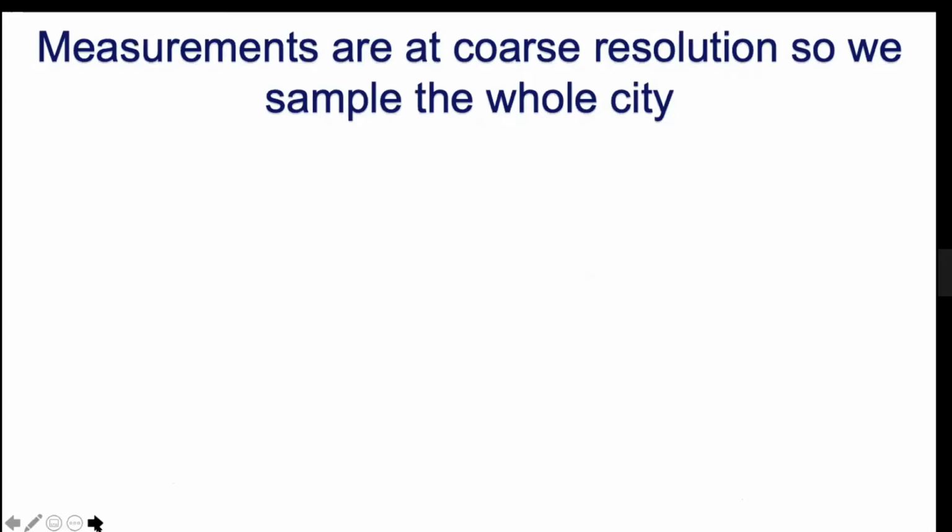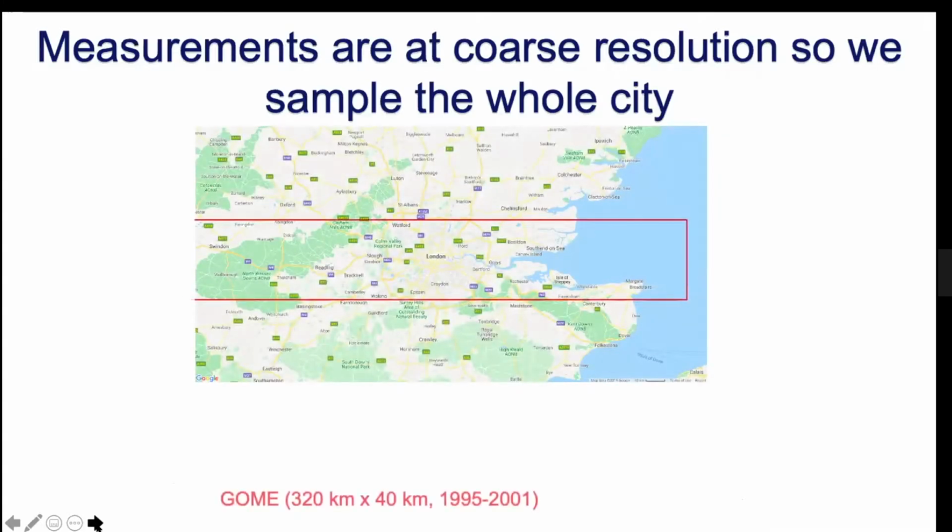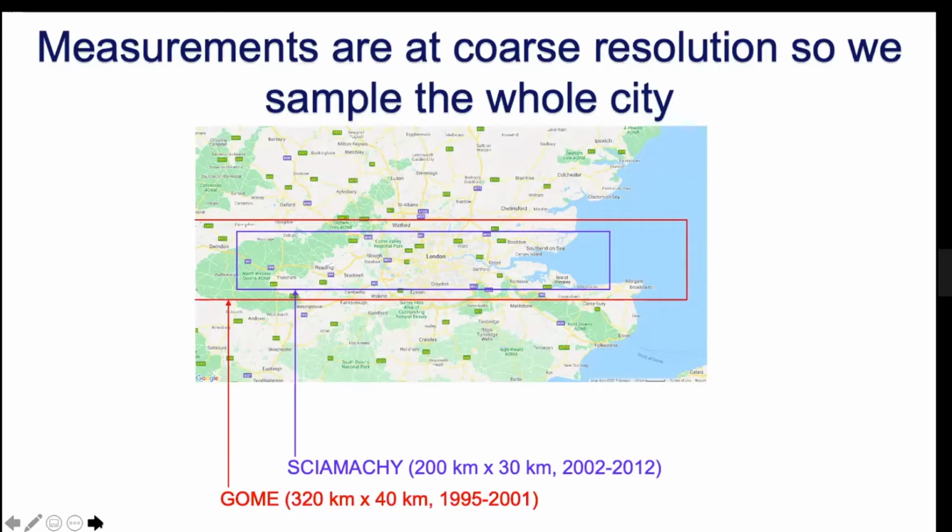Giving you a brief timeline here. This is a map around the London area. And in 1995, the European Space Agency launched an instrument, GOME, which had a very coarse resolution. So it used to give 1 pixel, which was 320 kilometer by 40 kilometer. Then things improved. And in 2002, SCIAMACHY came with a finer resolution.